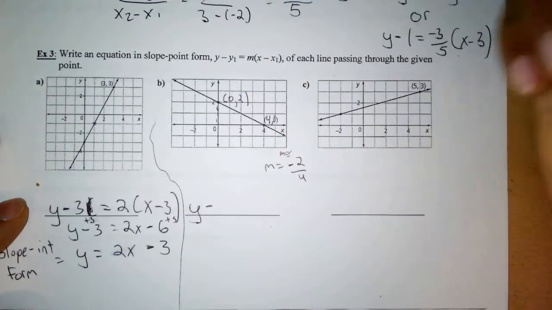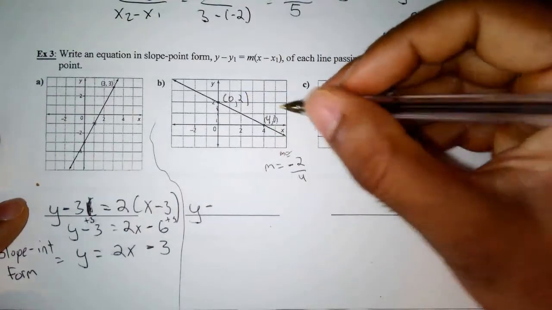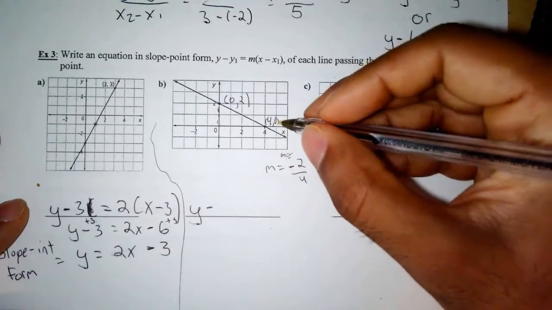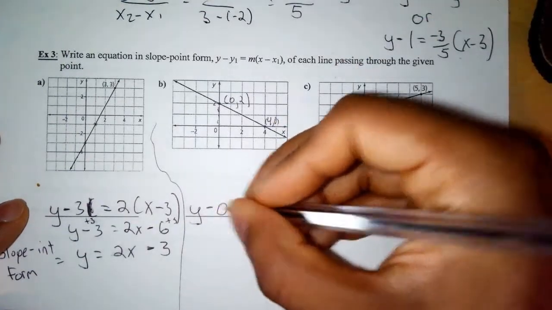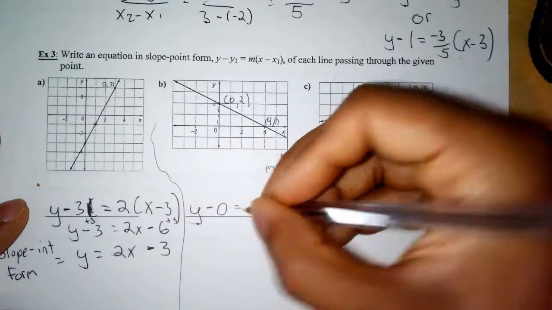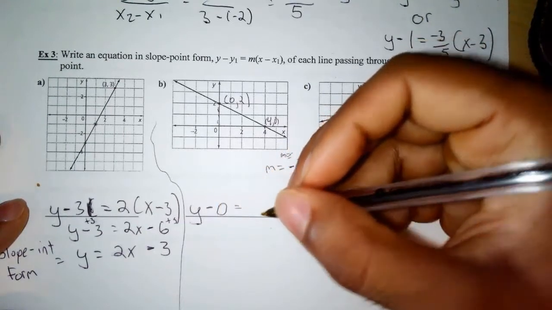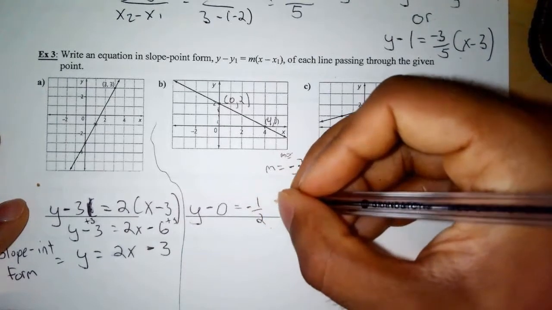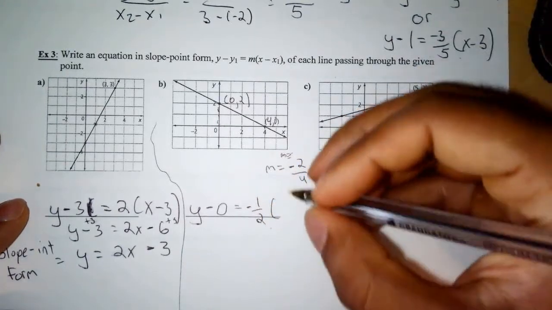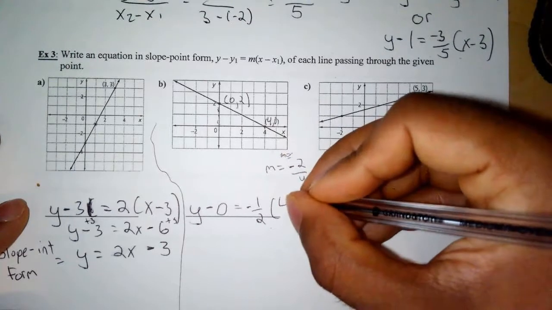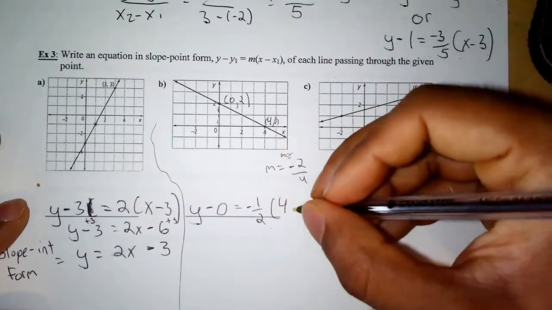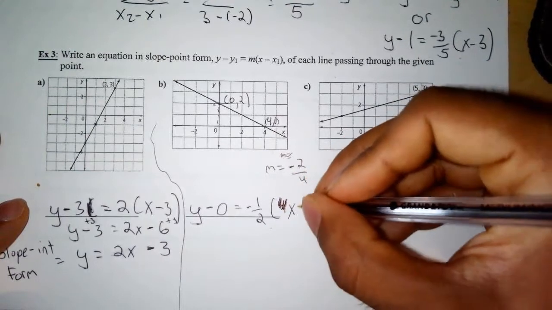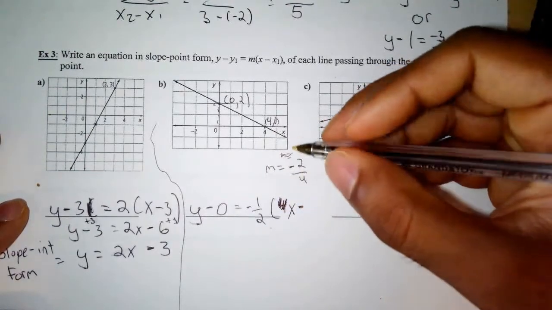Okay, so let's just use, I don't know, we'll use this point here, I guess. So y minus the y here, which is 0, equals m, which is negative half, bracket x minus 4. Oh sorry, we leave this x as just x, minus 4.